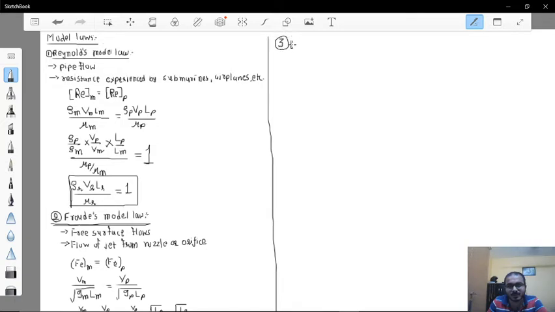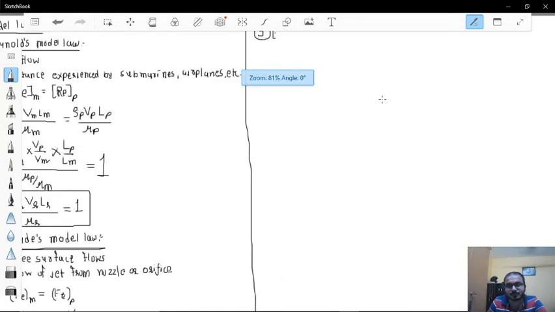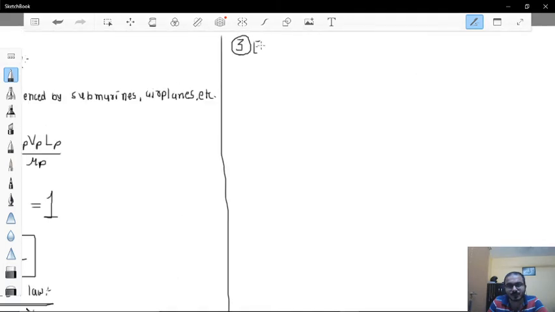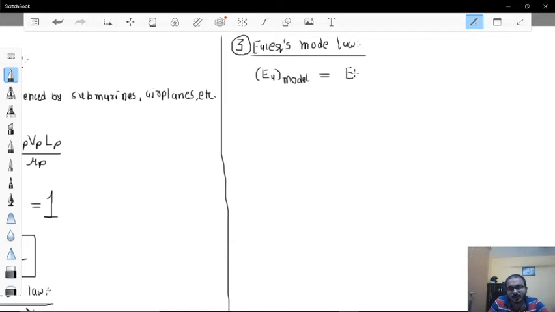That is Euler's model law. Now this is applicable when pressure forces are predominating in the physical phenomenon. So we can say Eu of model is equal to Eu of prototype.